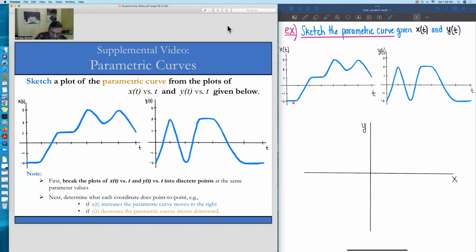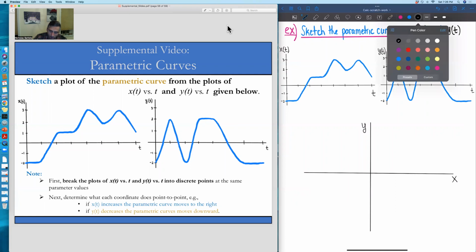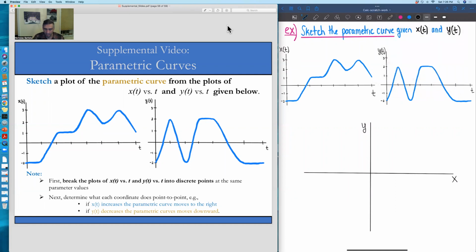So in this case, the minimum value of x looks like -2, the max value of x looks like 3. Similarly, the minimum value for y looks like -2, and the max value of y looks like 2. So it looks like in any coordinate, the furthest we're going to go out in the xy plane is 3. So I'll make those tick marks now.